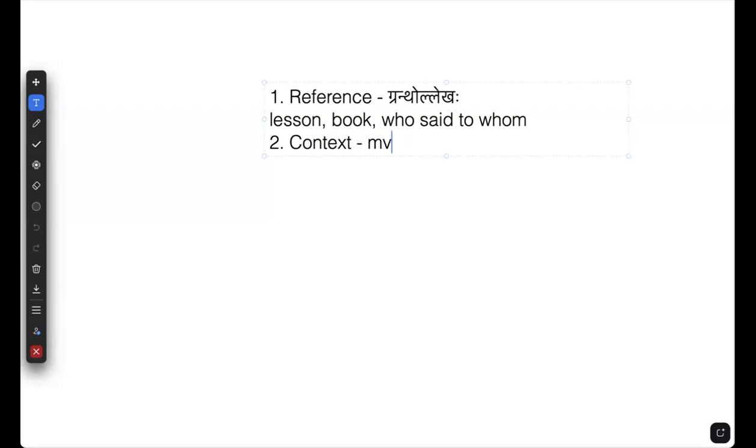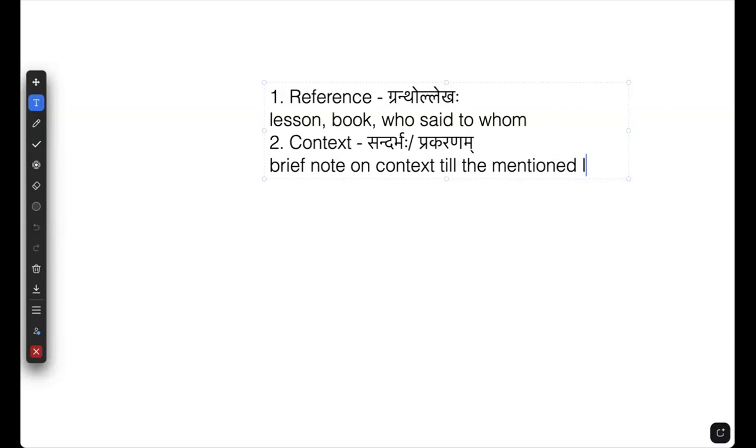The next is context, which is sandarbha or prakaranam. So you give a brief note on what happened till now, a brief note on the context till the mentioned line. The third one would be vivaranam, which will be an explanation of the line itself. These are the three sections that you'll need to have in your sandarbha vyakhya. Keep this as a template.